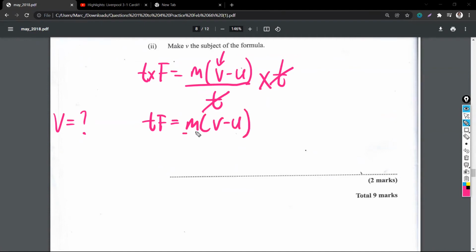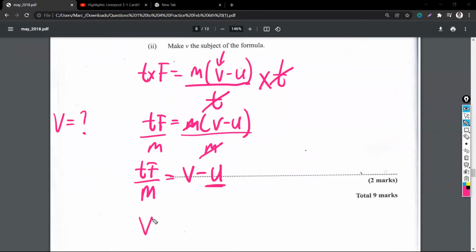Now, guys, I need to get rid of this M as well. So I'm going to divide both sides by M. This M will cancel that M, and I'm going to get TF over M is equal to V minus U. The last thing now is to carry this minus U over to the left side, and you're going to get V is equal to TF over M plus U, and this is the answer. Does that make sense, guys?